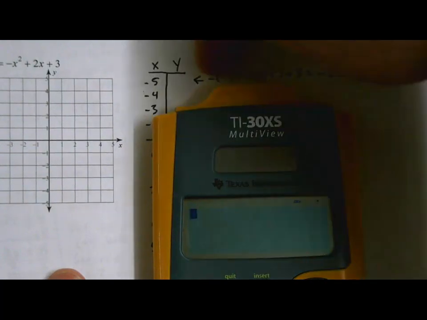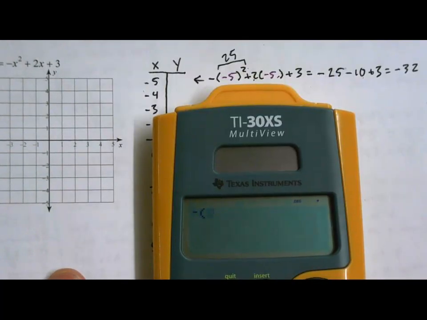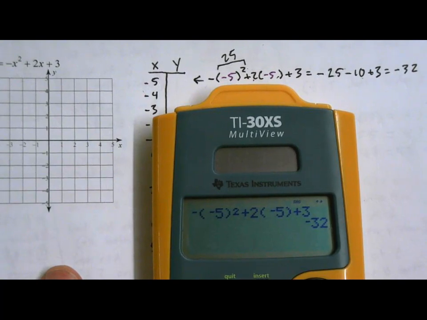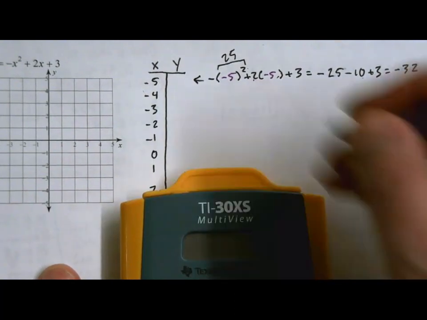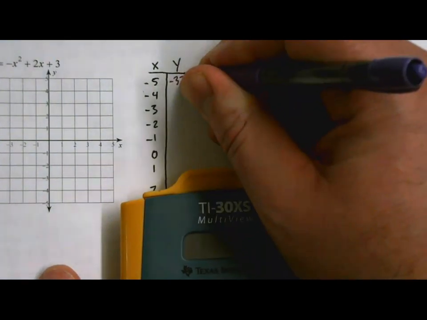So just starting from the left, that's negative, parenthesis, -5, end parenthesis, squared, plus 2, parenthesis, -5, end parenthesis, and then plus 3. Fingers crossed, -32 is the answer. So -32 is going to be my first y value.